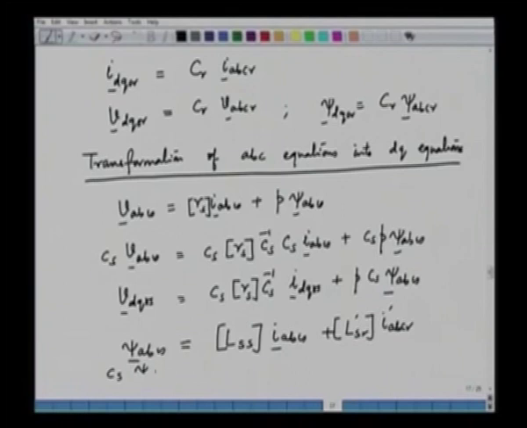CS psi ABCS is equal to CS LSS CS inverse into CS IABCS plus CS LSR prime, and we can have CR inverse into CR IABC R. So, this equation that we have written just now will transform the inductances of the ABC machine into the inductances of the DQ machine.